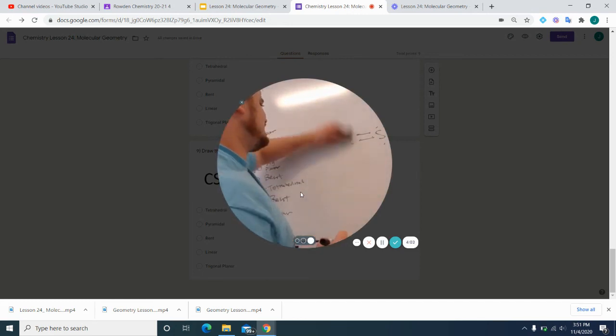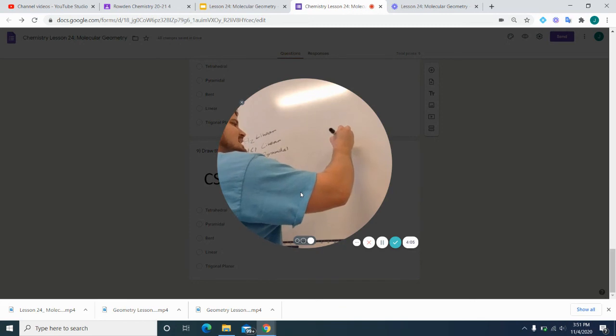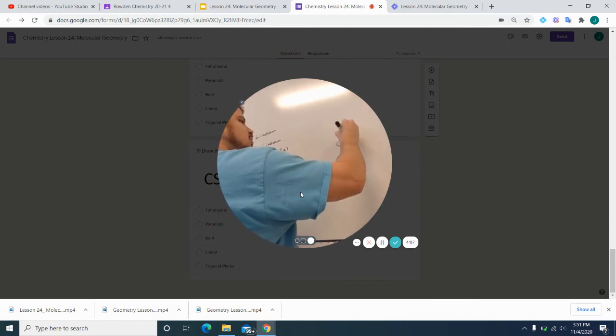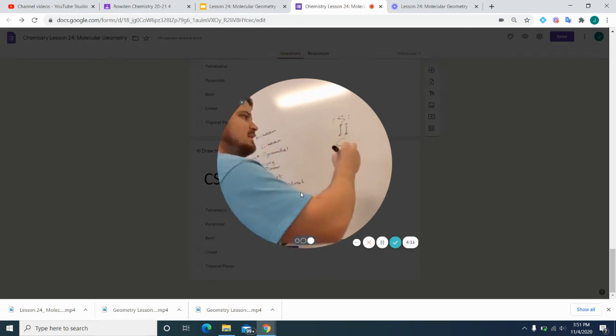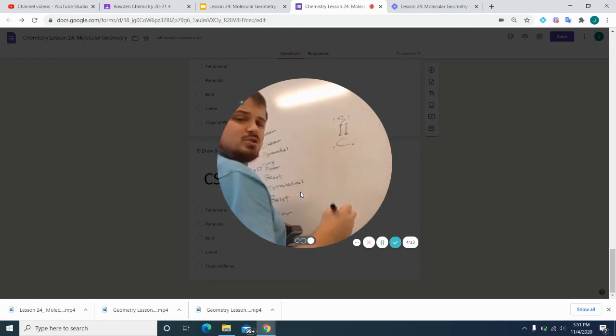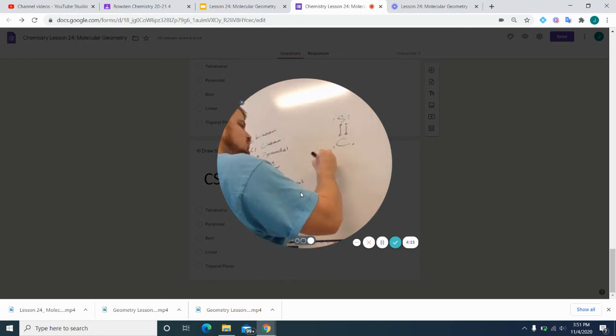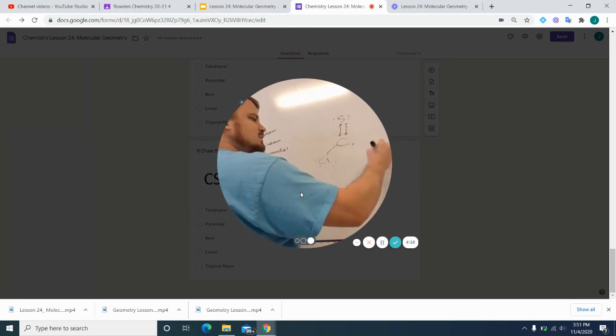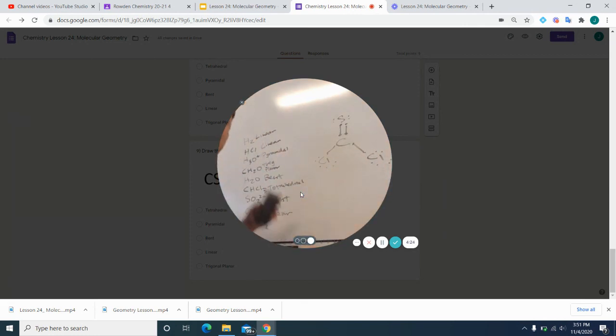And then last is CSCl2. So carbon has to double bond to the sulfur because sulfur has 6. And then carbon has 2 electrons left, and there's 2 chlorines to go. And chlorine, which always starts off with 7, wants a single bond. So both chlorines are happy, and since you don't have electrons in the middle, it's not pyramidal, it'll be trigonal planar.